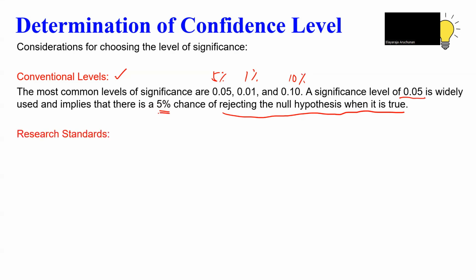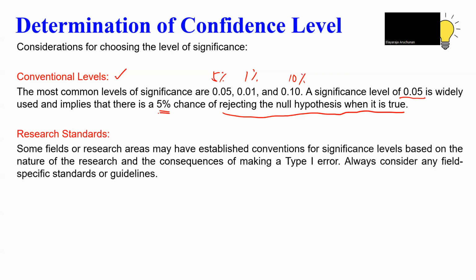In research standards, some fields or research areas may have established conventions for the significance level based on the nature of the research and the consequences of making a type 1 error. Okay, so always consider any field-specific standards or guidelines. So usually we consider the 5% level of confidence.